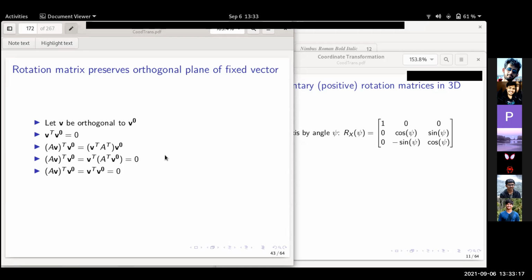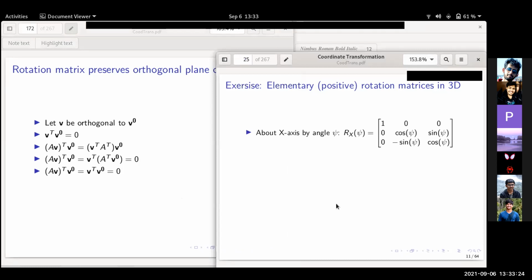Is that okay? That is what we have shown here. Yes, sir. I understood. So you have to imagine this. Whenever you get confused, you go back to this example.